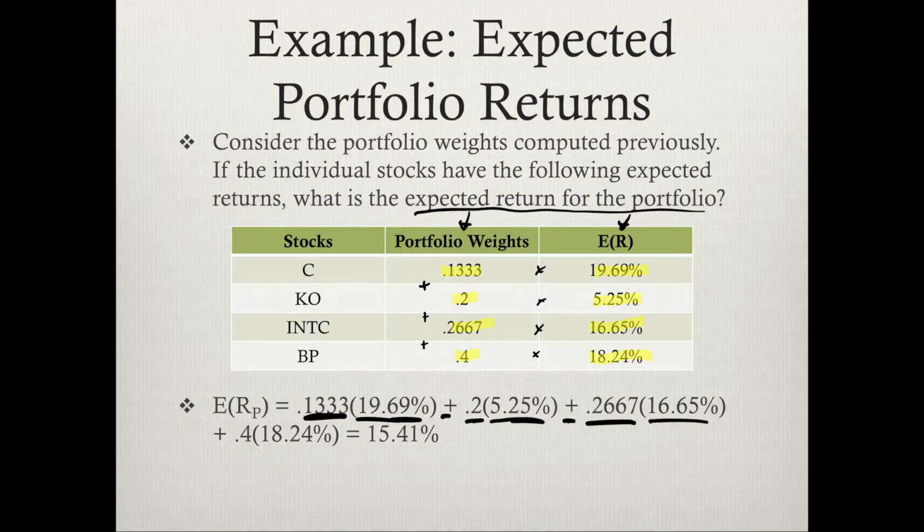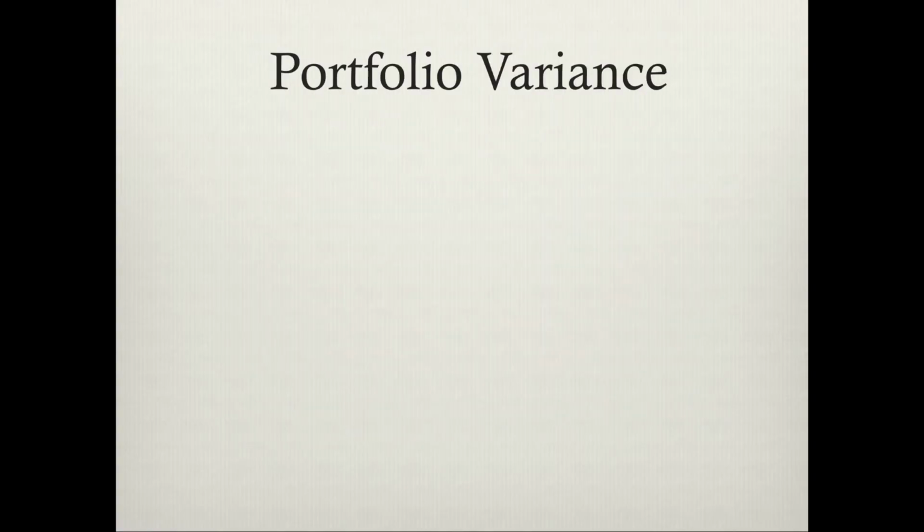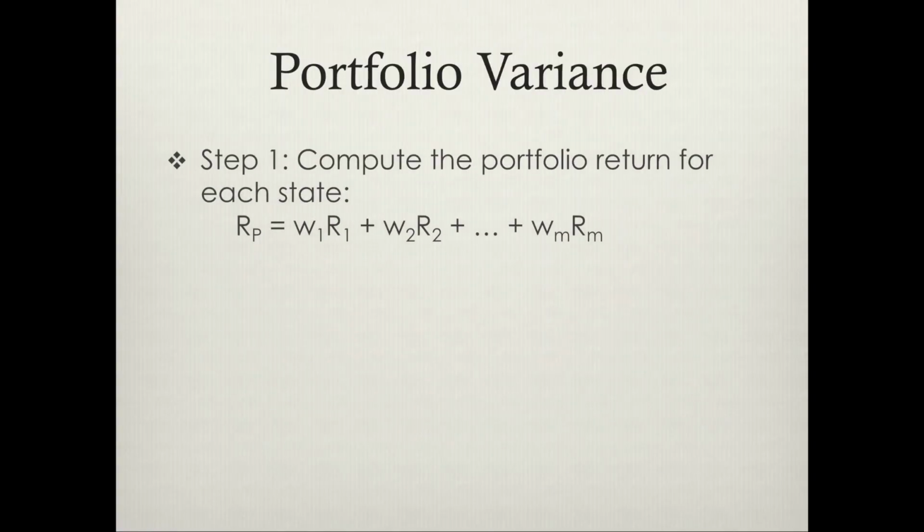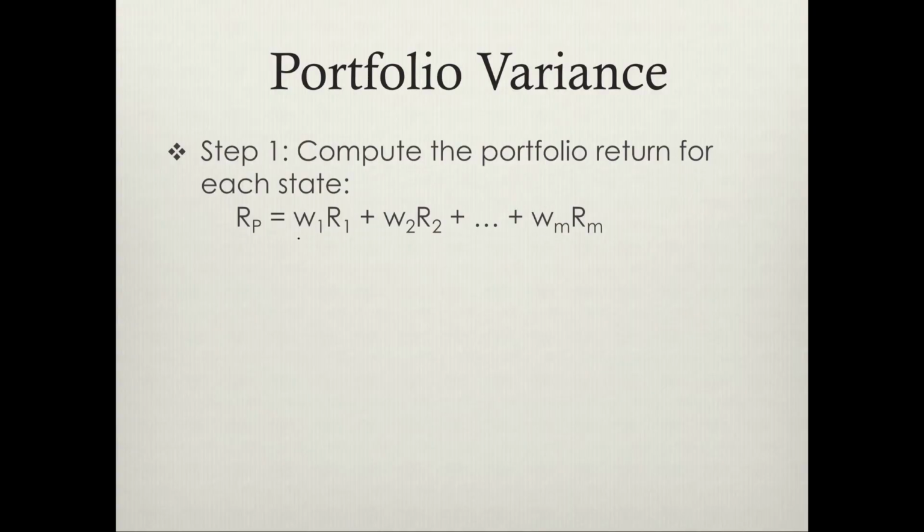But we turn our discussion next to finding portfolio variance and standard deviation. How do we measure the volatility and the dispersion of our portfolio returns based on the individual securities that constitute that portfolio? With portfolio variance, we have 3 steps. Step 1 is compute the portfolio return for each state. So take the probability of the state multiplied by the return, plus probability of state multiplied by the return, and so forth. We would take the same steps as what we did with an individual security.